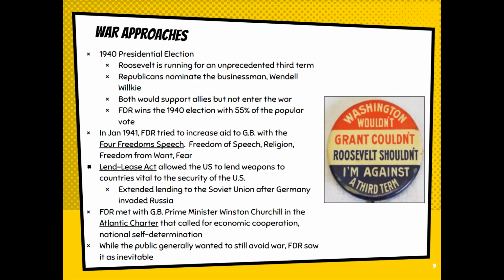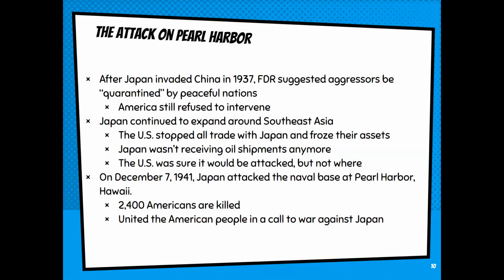And so he, along with Congress, agreed to something called the Lend-Lease Act, which says we're going to make it easier for our allies to get weapons, where we say we can lend them weapons instead of outright selling it to them, if they're our allies. And then we even begin to lend weapons to Russia after Germany invaded them. By this time, Roosevelt sees war as inevitable.